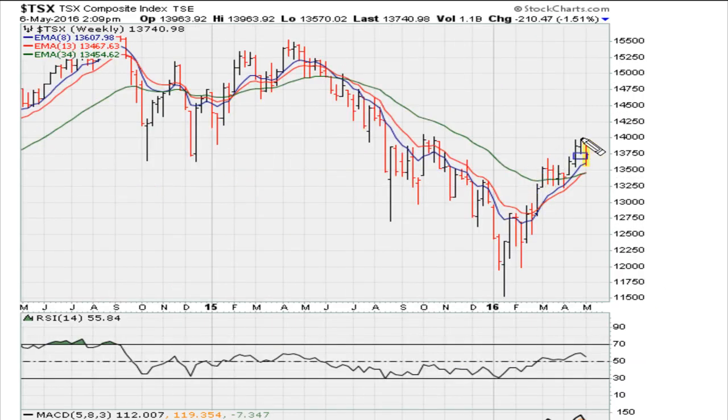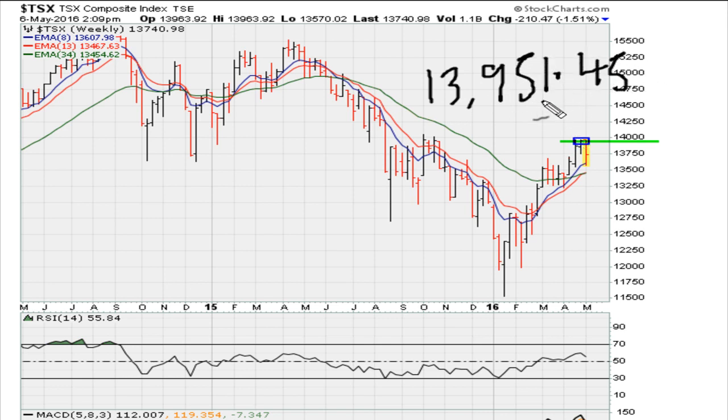And again here, the key is whether the market can move above the recent weekly closing high for 2016, and this is consistent in many markets across the globe. If the market is strong, we need to eventually clear resistance above the recent weekly closing high, and the level to watch here is 13,951.45. Any breakout above that would be good for the market.